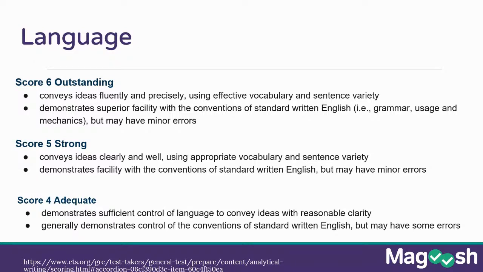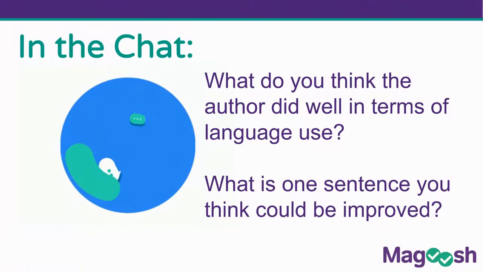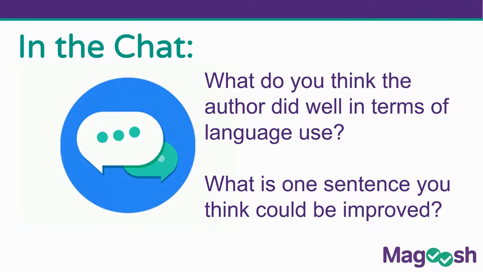So take a look at the different scoring ranges and how they break down language. A 6 outstanding, a 5 strong, a 4 adequate. And then we're going to consider the essay again in terms of language use. All right, so what do you think the author did well in terms of language use? And then if you can go back into the essay, if you open up that link again and skim through, what is one sentence you think could be improved? Feel free to copy and paste that up into the chat.